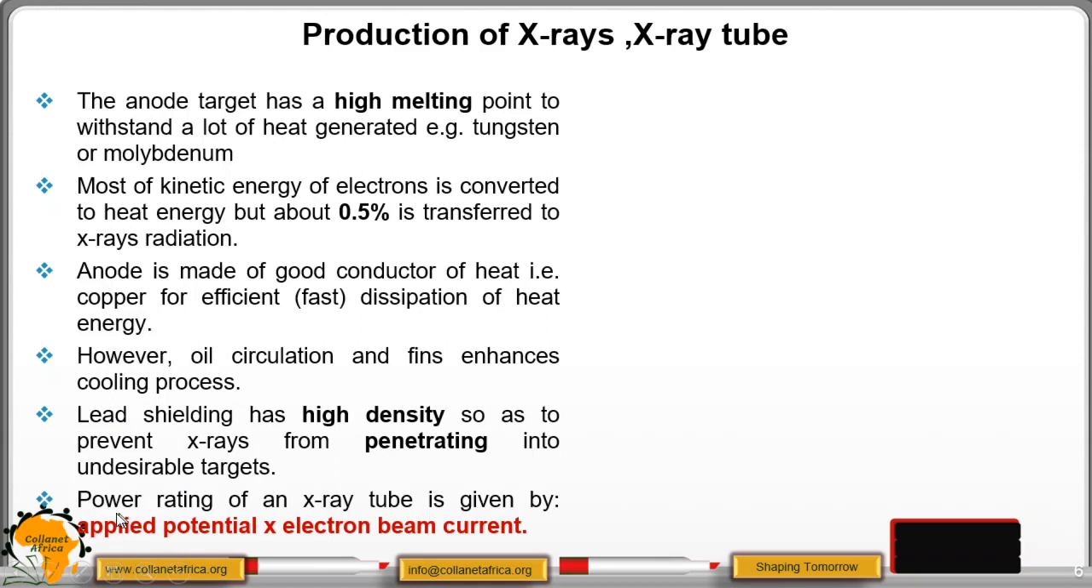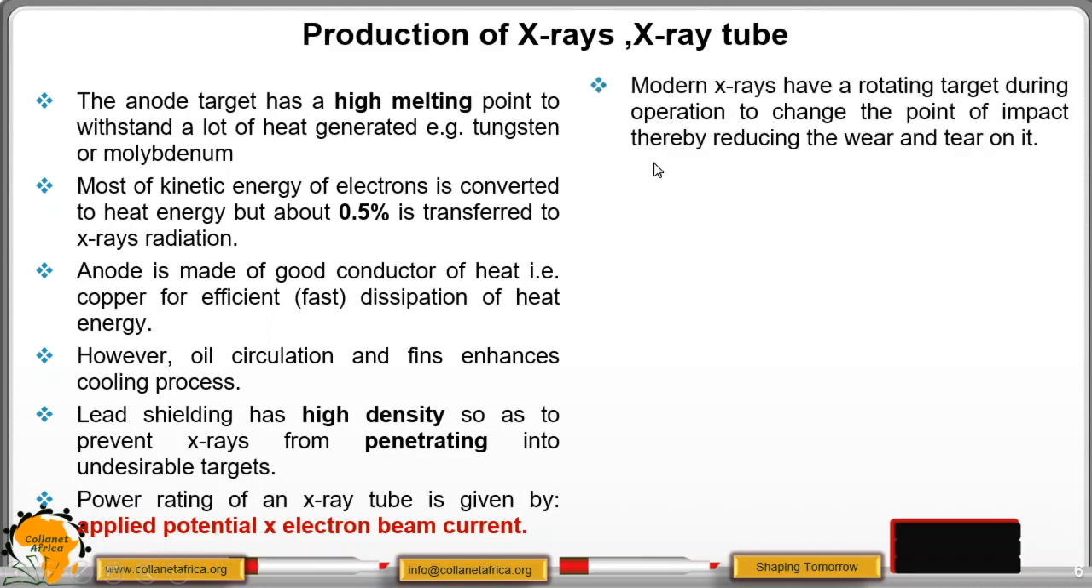Then from there, if we want to get the power rating of the X-ray, we always get the applied potential and multiply by the electron beam current. So in other words, the rate of energy conversion is potential difference multiplied by the current. In modern X-rays, you find that the target is made to rotate, and this will help us to change the point of impact, thus reducing the wear and tear.